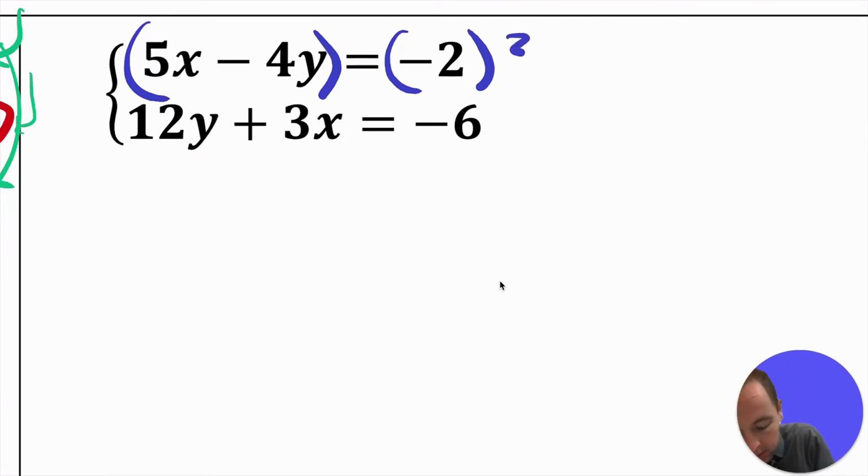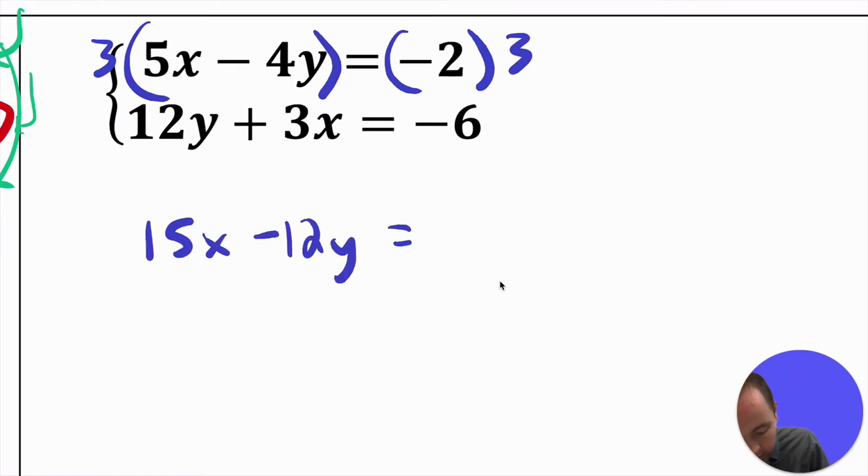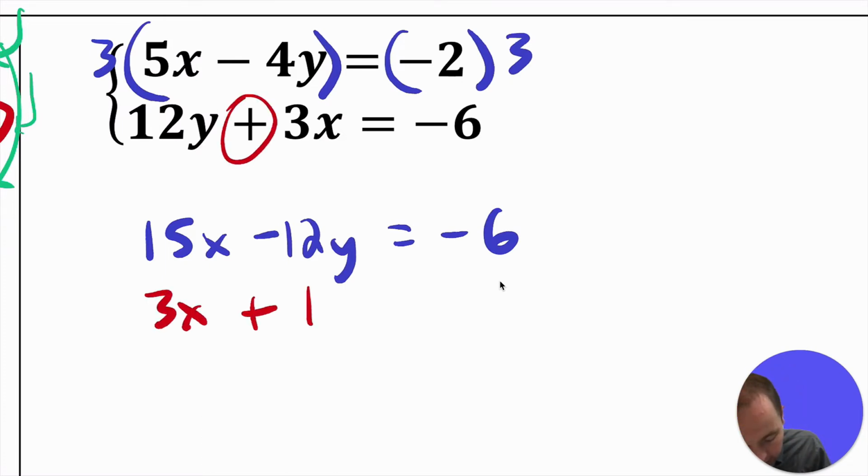What I'm going to choose to multiply by is a positive 3, because then the first equation becomes the following. And then the second equation, I'm not really going to change it at all. I could, because of commutativity of addition, rewrite it as 3x plus 12y equals negative 6, and that kind of lines things up nicely.